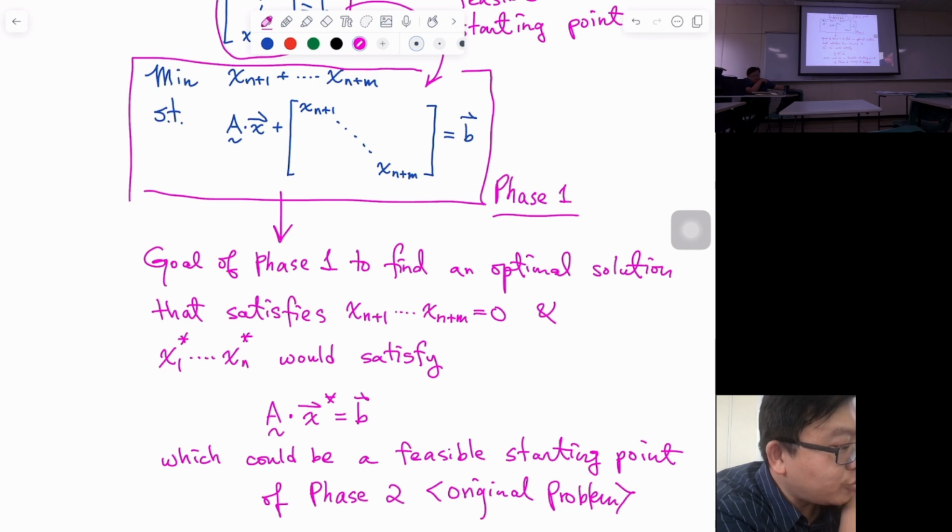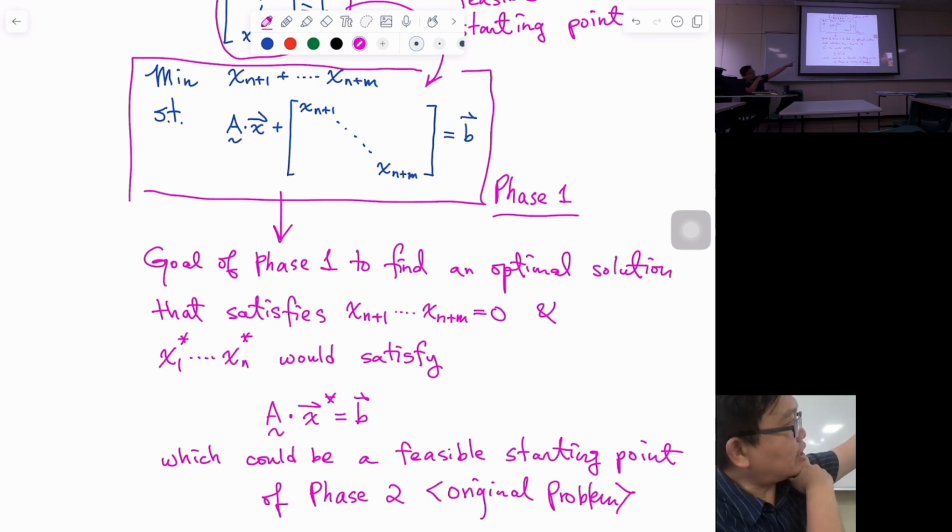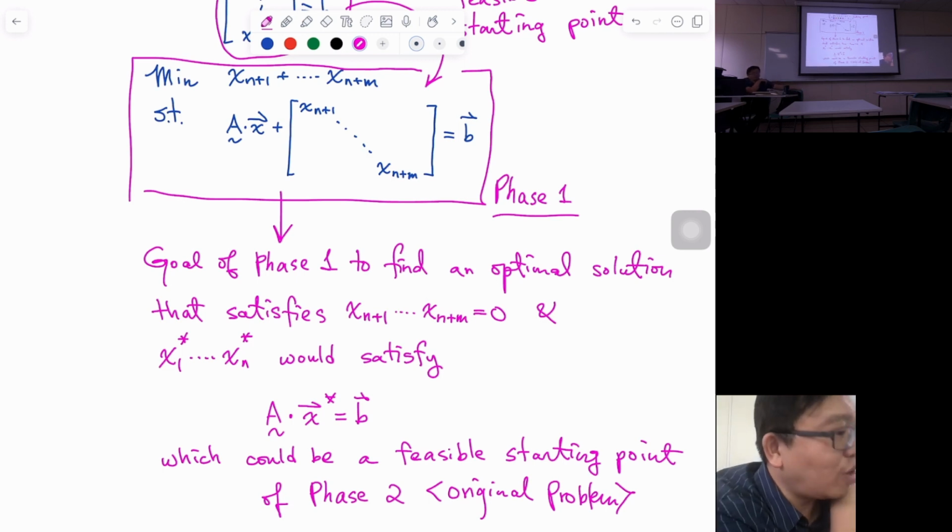I guess one issue would be, what if phase 1 doesn't converge to the solution that you're looking for? What if all the xn plus 1 to xn plus m doesn't go to 0? Then you cannot find the feasible starting point for your original problem. So that would be an issue. I don't have extra notes for that.